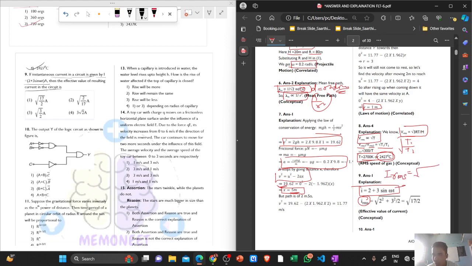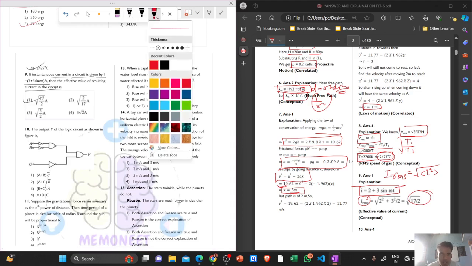Means you need to first square the current, then take the mean, then take the root. You need to square it, take the average of it, then take its root. You get the value of under root 17 by 2. This is your option number 1. That will be correct. Okay. Now moving to another question.